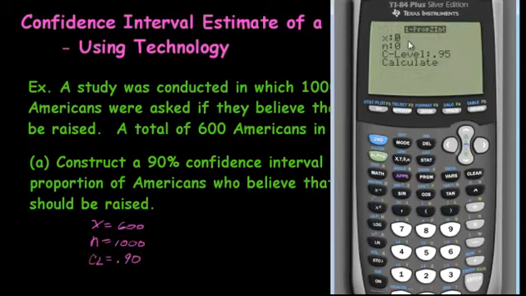Okay, as I said, it's going to ask us for X. Our X is 600. Let's clear that. 600. Tab down to N. Our N was 1,000. And our confidence level is 0.90. And then we tab to Calculate, Enter.